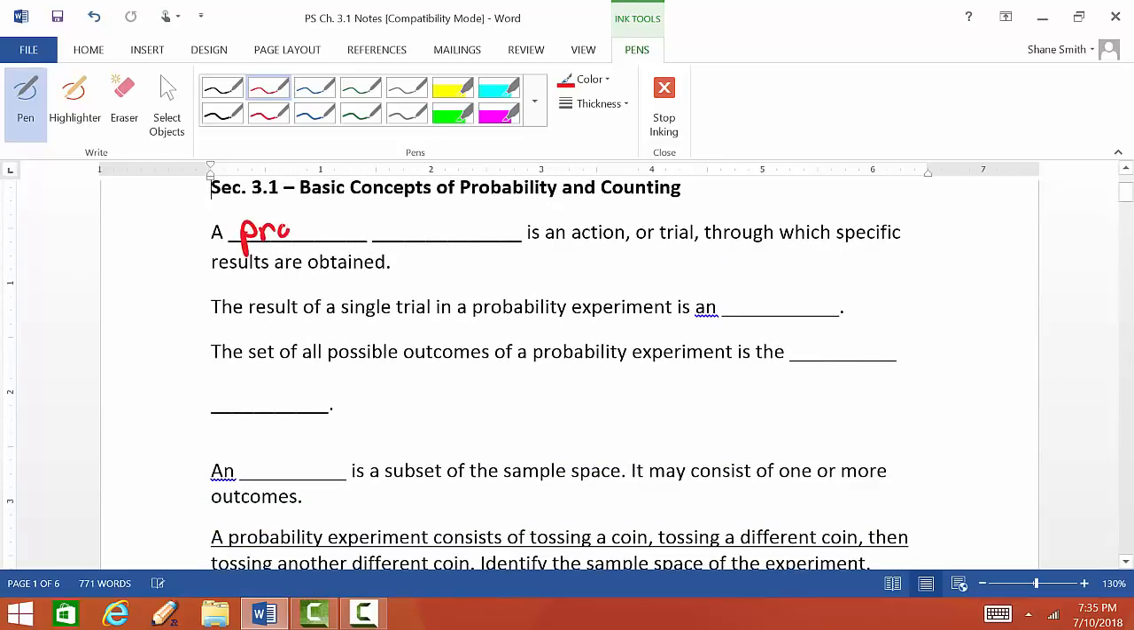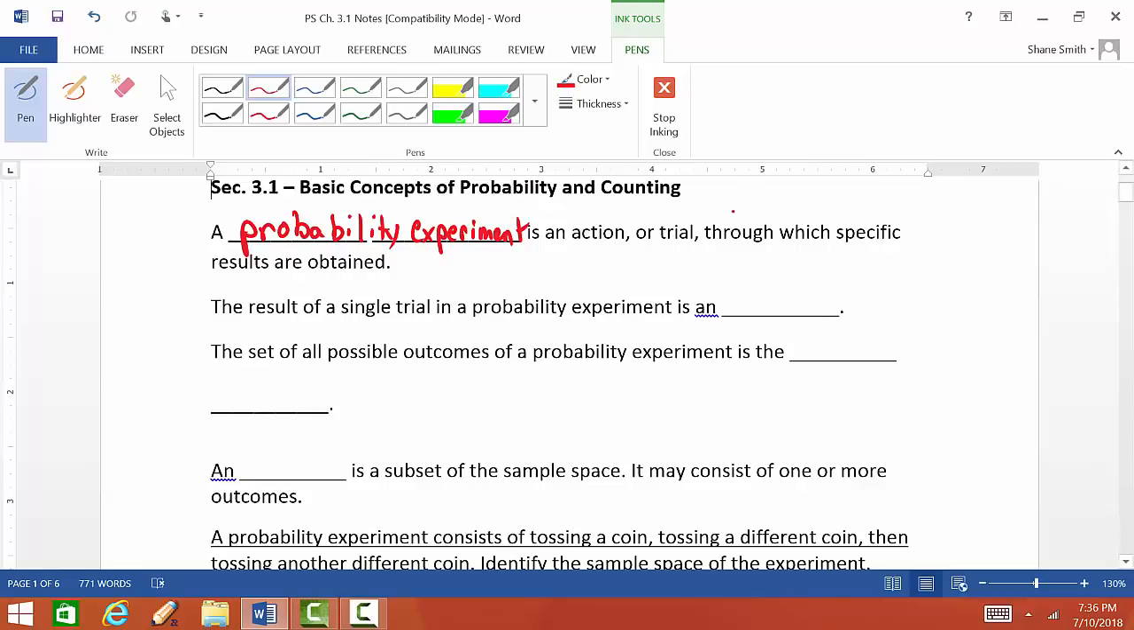And the first is, when we talk about probability at first, we're going to talk about a probability experiment. A probability experiment is an action or trial through which specific results are obtained. There's a lot of different things that are probability experiments, but the most common ones that we're going to talk about, at least in this class, are situations that you're familiar with, such as flipping a coin is a probability experiment because the results that can be obtained are heads or tails, or rolling a die, spinning a spinner, drawing a card from a deck of cards. All these things can be probability experiments.